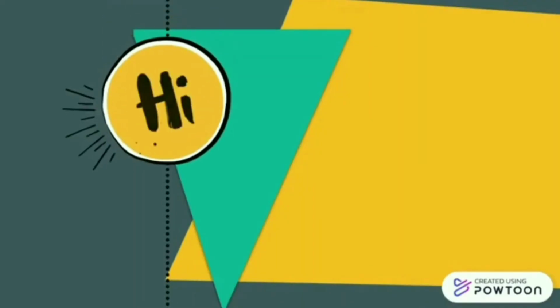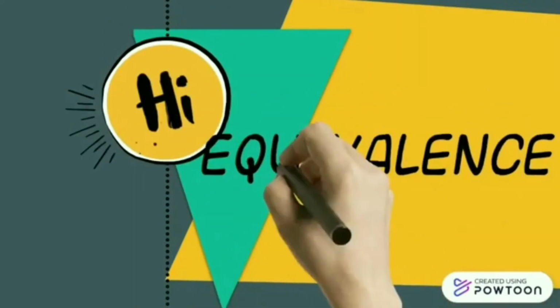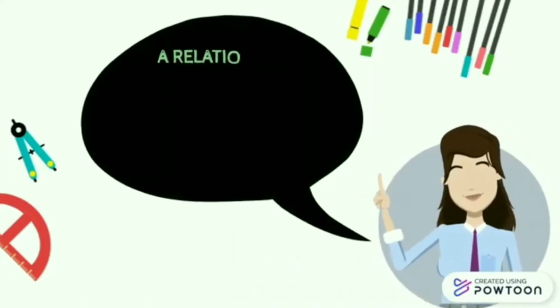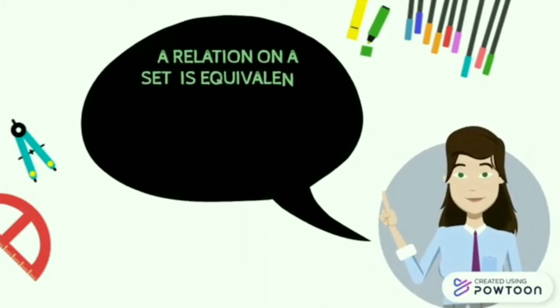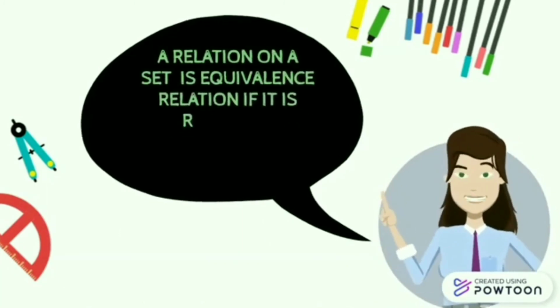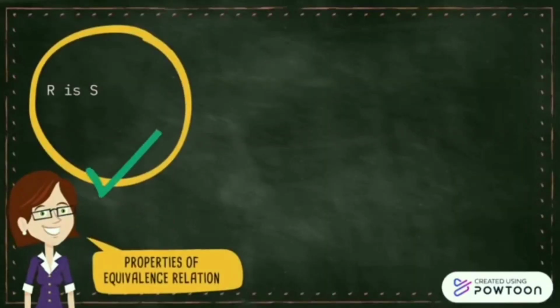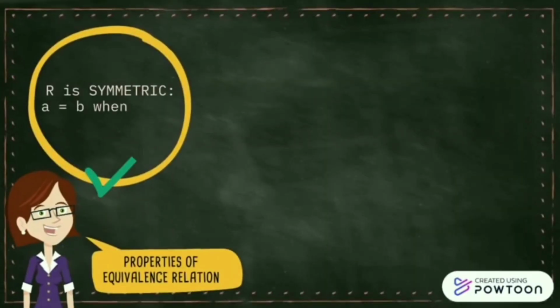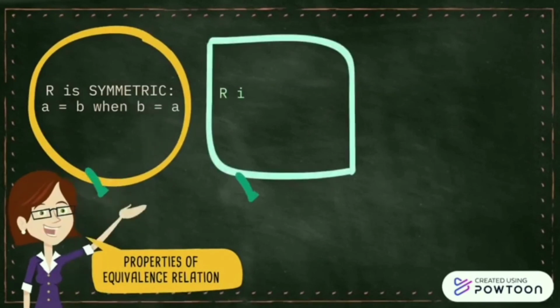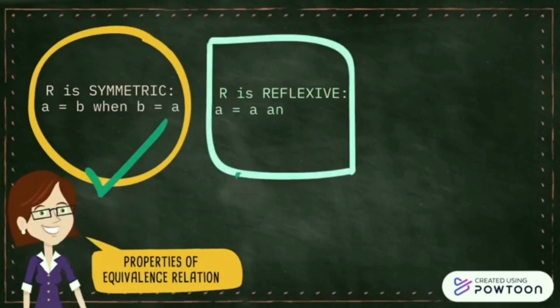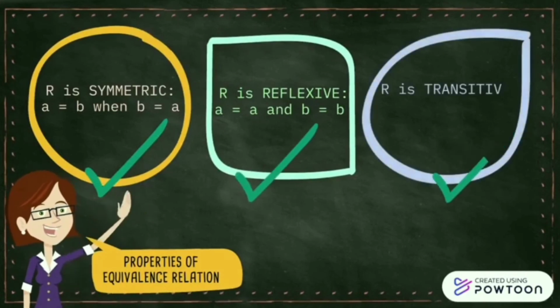Hi, next we are going to discuss equivalence relation. So what makes a relation an equivalence relation? A relation on a set is an equivalence relation if it is reflexive, symmetric, and transitive. So what are the properties of an equivalence relation? R must be symmetric. Also, R must be reflexive. And R also must be transitive.